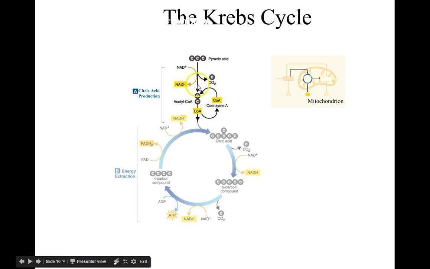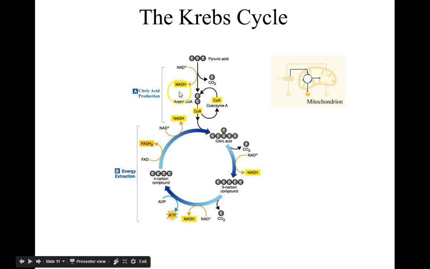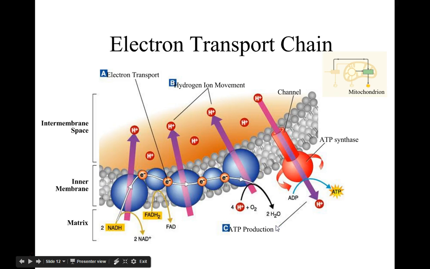We are not going to get into the details of the process of the Krebs cycle. You just need to know the Krebs cycle takes in pyruvic acid, it produces carbon dioxide and some carrier molecules, and that's represented by all of these yellow boxes around those high energy molecules that are going to be transferred to, you got it, the electron transport chain.